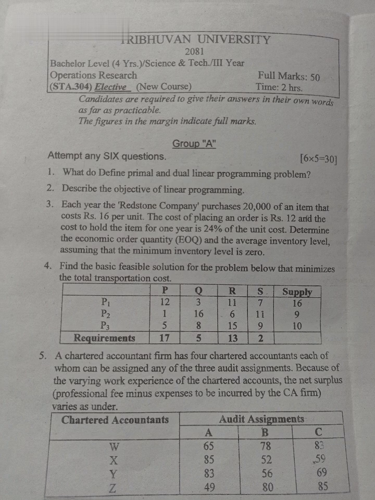Question number 3. Each year, the Redstone company purchases 20,000 of an item that costs Rs 16 per unit. The cost of placing an order is Rs 12 and the cost to hold the item for 1 year is 24% of the unit cost. Determine the economic order quantity (EOQ) and the average inventory level, assuming that the minimum inventory level is 0.